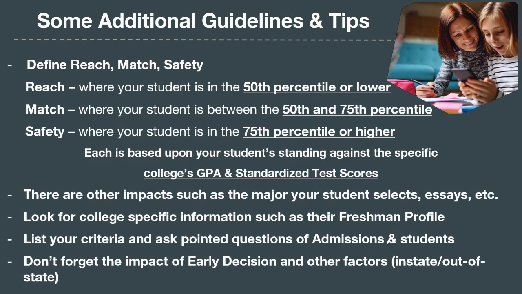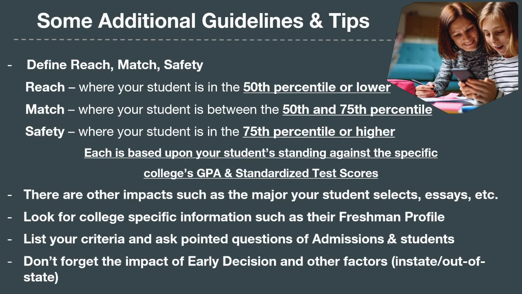You can find a full list of the SAT optional schools at fairtest.org. Again, that's fairtest.org. But when you're trying to identify, at least at this point, whether a school is a reach, match, or safety, you need to go by the GPA and the standardized test scores that are published by that specific school. So if your child is in the 50th percentile or lower compared to the average or the range that they share, that school would be a reach.